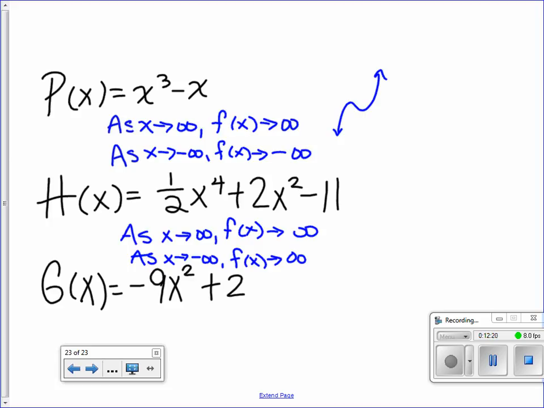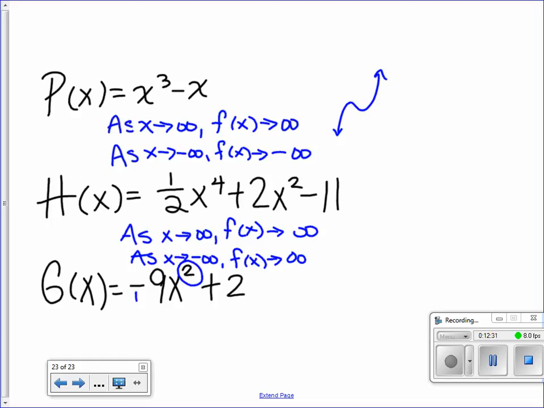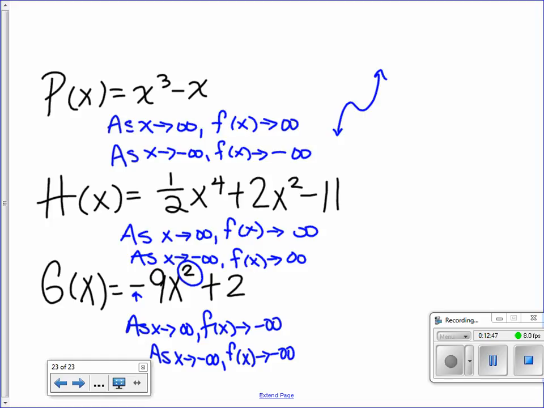What about this one? Right, this is an even, negative. So as x is approaching infinity, f of x is approaching negative infinity. As x is approaching negative infinity, f of x is still approaching negative infinity.